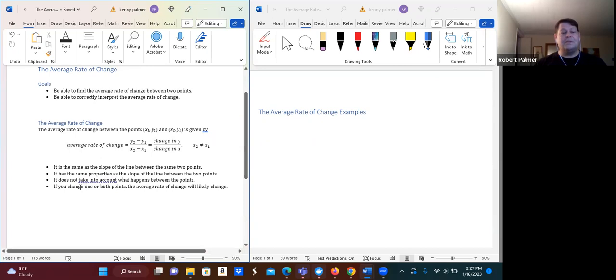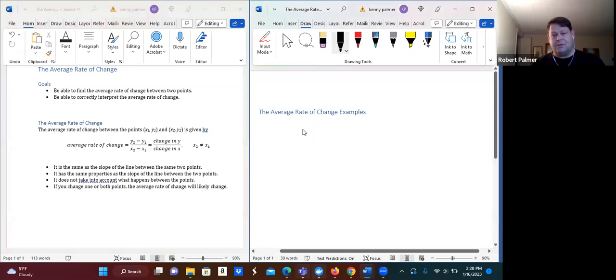Now, what it does not do is take into account what happens between these 2 points. We'll look at an example in a moment to explain this better. And also, if you change one or both points, the average rate of change will likely change. So it's not a property of the graph you're looking at in general.